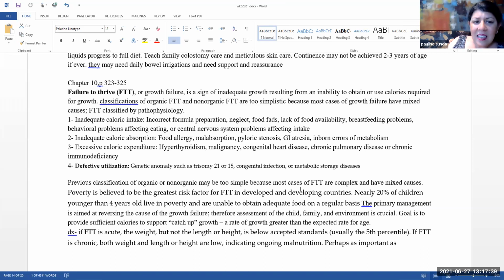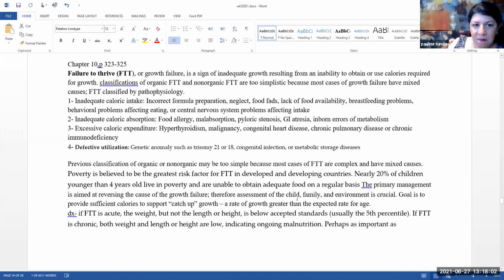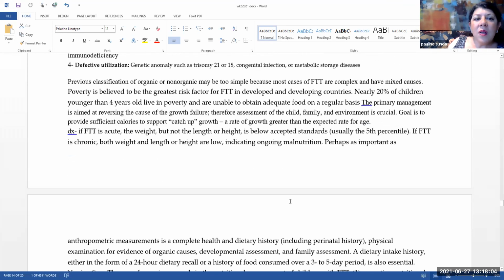And then third is excessive caloric expenditure. Do they have hyperthyroidism? Do they have cancer, congenital heart disease, chronic pulmonary disease, or chronic immunodeficiency? And then defective utilization. So genetic anomalies such as trisomy 21 or 18, congenital infection, or metabolic storage diseases. As I mentioned before, the previous classification is really just too simplistic.